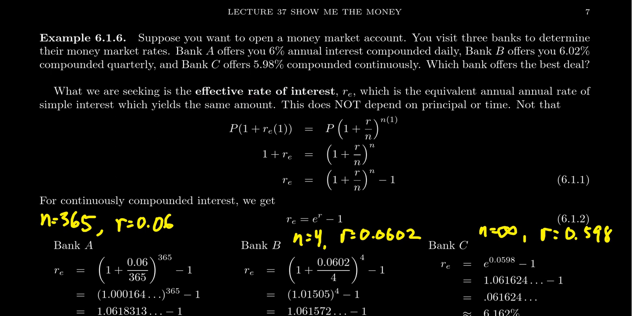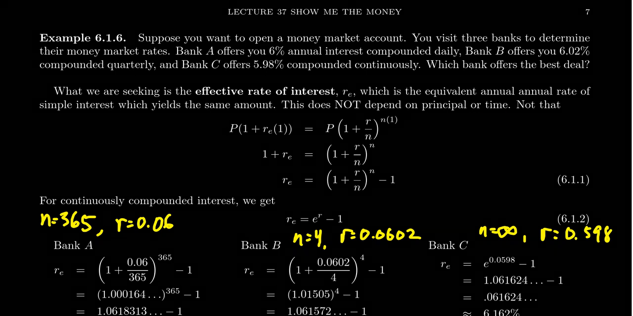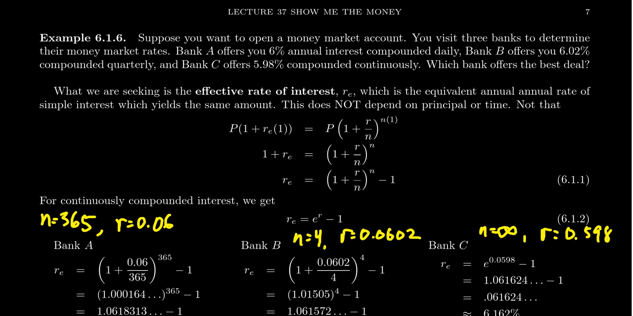Basically, what we want to do is turn all of these problems into a simple interest problem. So if we invested $1 for 1 year at a simple interest rate, what would be the rate of that simple interest? This effective rate of interest does not depend on the principal. It does not depend on the time. So again, if we turned all of these into simple interest problems, so we could compare apples to apples, we invest $1 for 1 year, what rate would that have been? And then whoever has the best effective rate of interest would be the best investment.